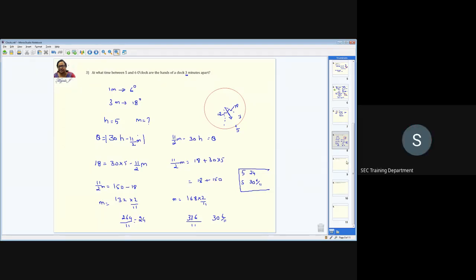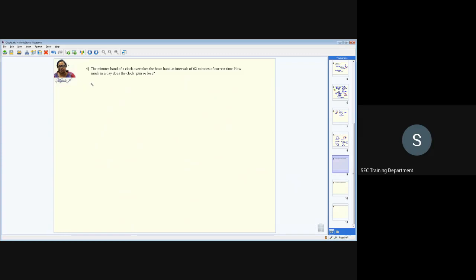Okay then. Next one. This is slightly tough, but we'll try this. The minute hand of a clock overtakes the hour hand at intervals of 62 minutes of the correct time. How much in a day does the clock gain or lose? You remember last time I did the coinciding of the two hands. At what time do they coincide? I said that has to be remembered because it's regularly used and the value will not change. The two hands when they coincide, what is the time taken?